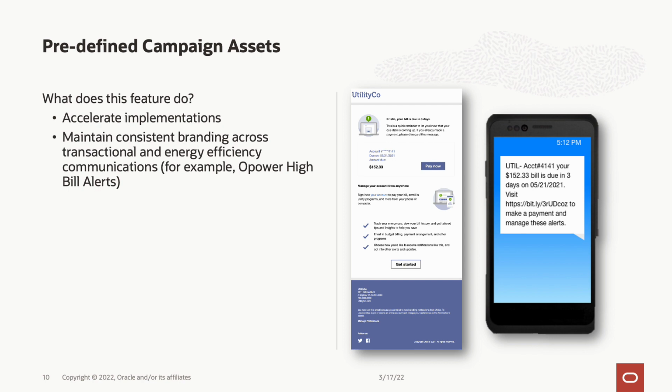The solution includes predefined campaign assets for common use cases to accelerate and simplify responses setup. Our accelerator includes HTML and plain text templates for emails and SMS messages. Notification types accelerated include bill due, late payment, guest invitation, guest accepted, and collections entered.